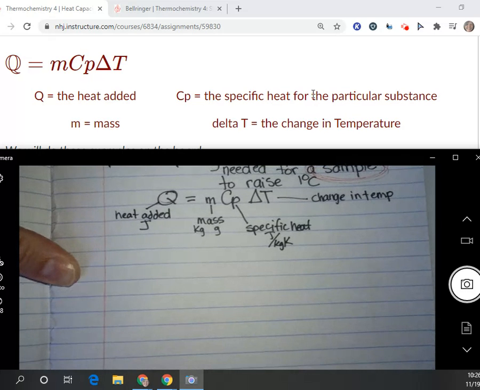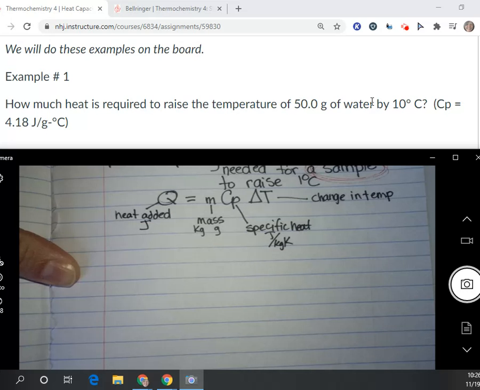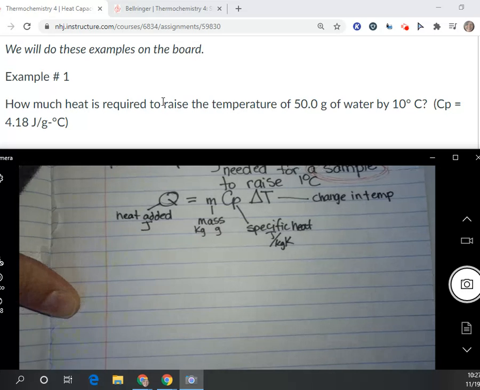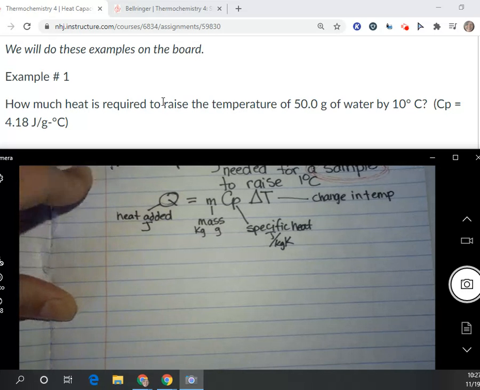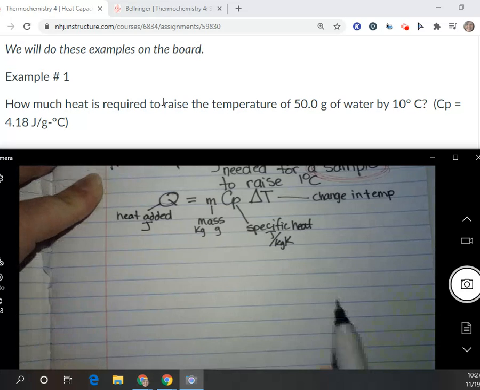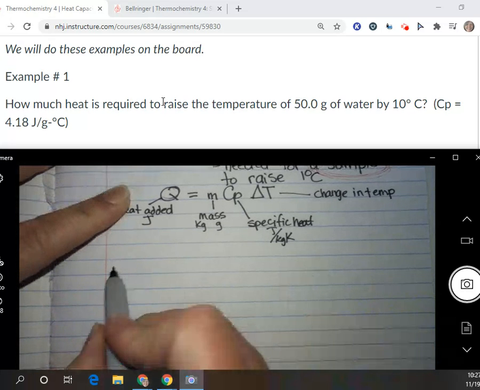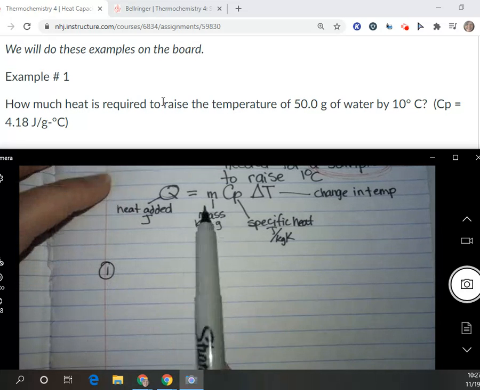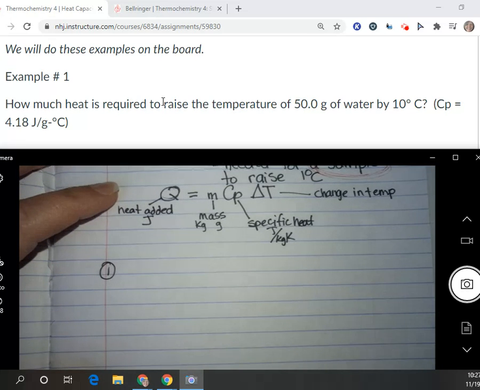So let's go through the examples that are in the lesson, and then I'll give you some time to do the CK12 problems, okay? So how much heat is required to raise the temperature of 50 grams of water by 10 degrees Celsius, the specific heat of water? I don't know about you guys, but sometimes when I look at math problems, I read it and sort of glaze over. So here's what you need to do every time you come to a math problem. If you know what the formula is that you're going to use, which we do because we're going to practice this one, start with that.